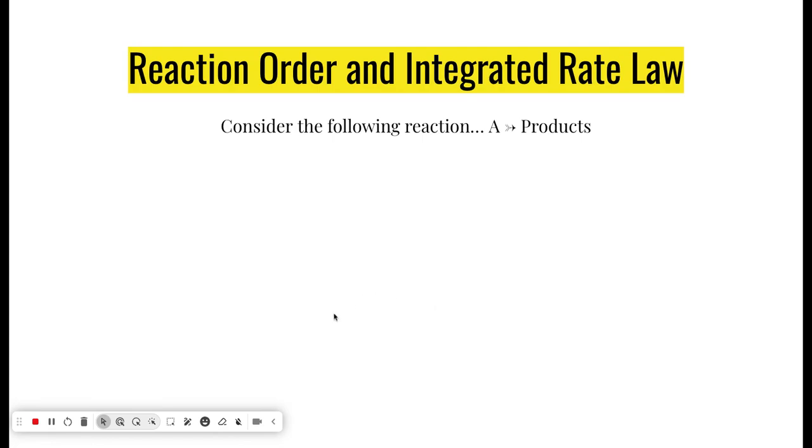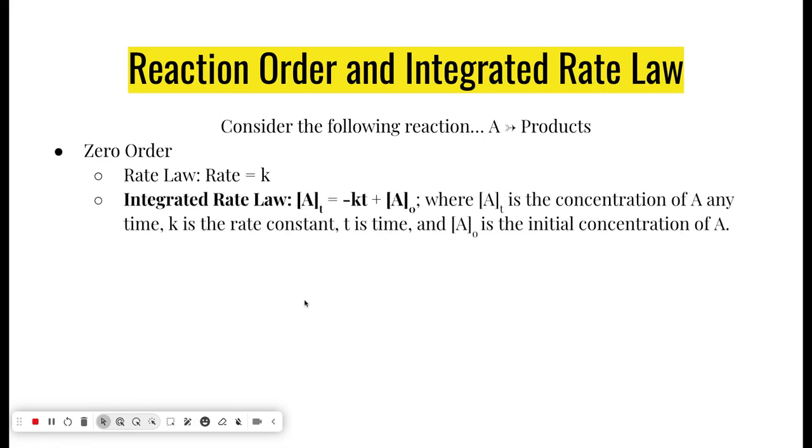So consider the following reaction: reactant A produces products. For a zero order reaction, we know the rate law is simply that the rate is equal to the rate constant, where in the integrated rate law, we would have the concentration of A at time t is equal to negative kt plus [A]0. Here, [A]t is the concentration of A at any time, k is the rate constant, t is your time, and [A]0 is the initial concentration of A.